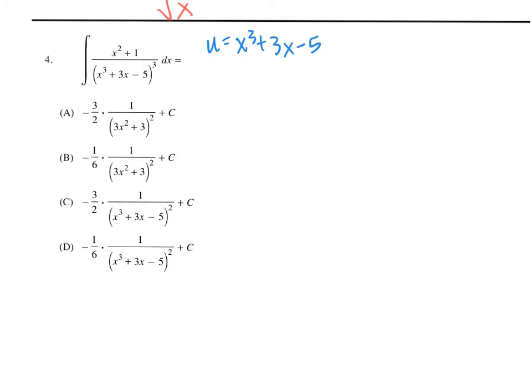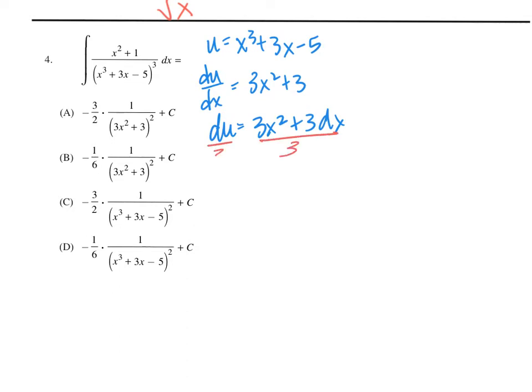So I'm going to make my u x cubed plus 3x minus 5. Therefore, the derivative of u is 3x squared plus 3. I'm going to separate my variables, and I get du equals 3x squared plus 3 dx. And when I look at my function, I don't need 3x squared plus 3 dx, but I need 1 x squared plus 1 dx. So I'm going to go ahead and divide everything through by a 3, and that would leave me with 1/3 du equals x squared plus 1 dx. And that is very helpful because I see that right there.